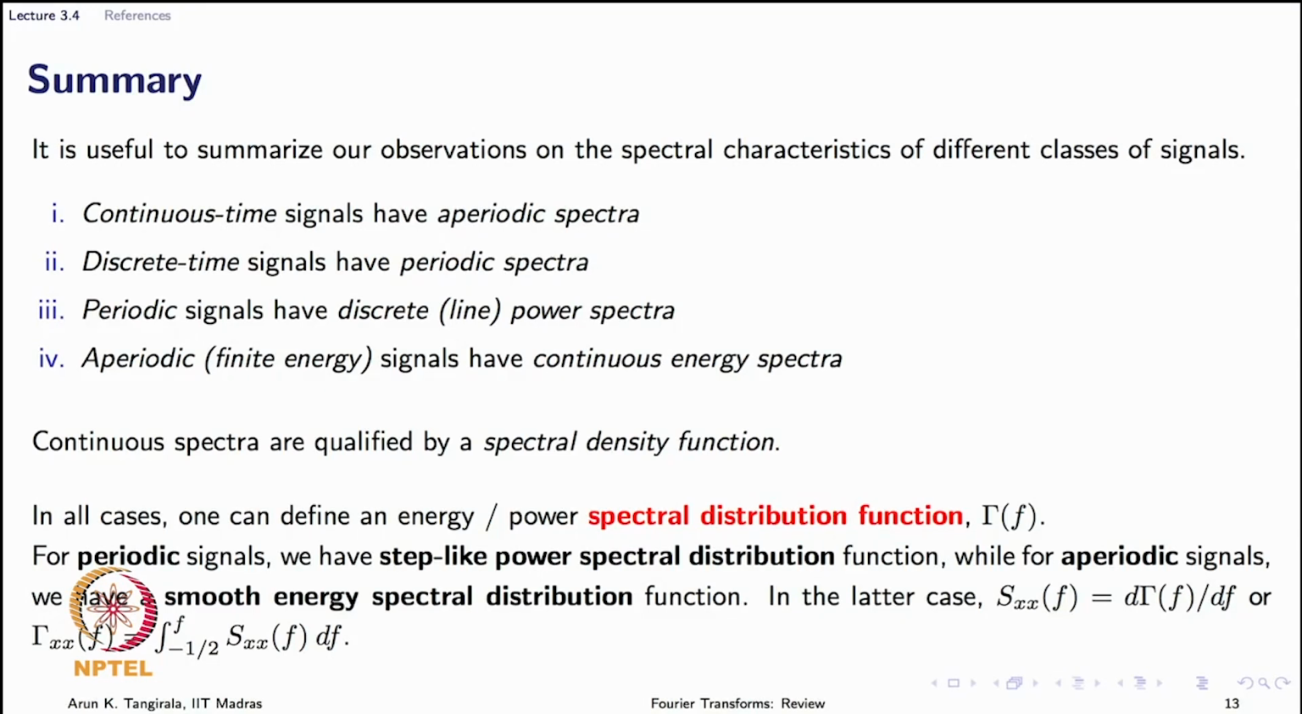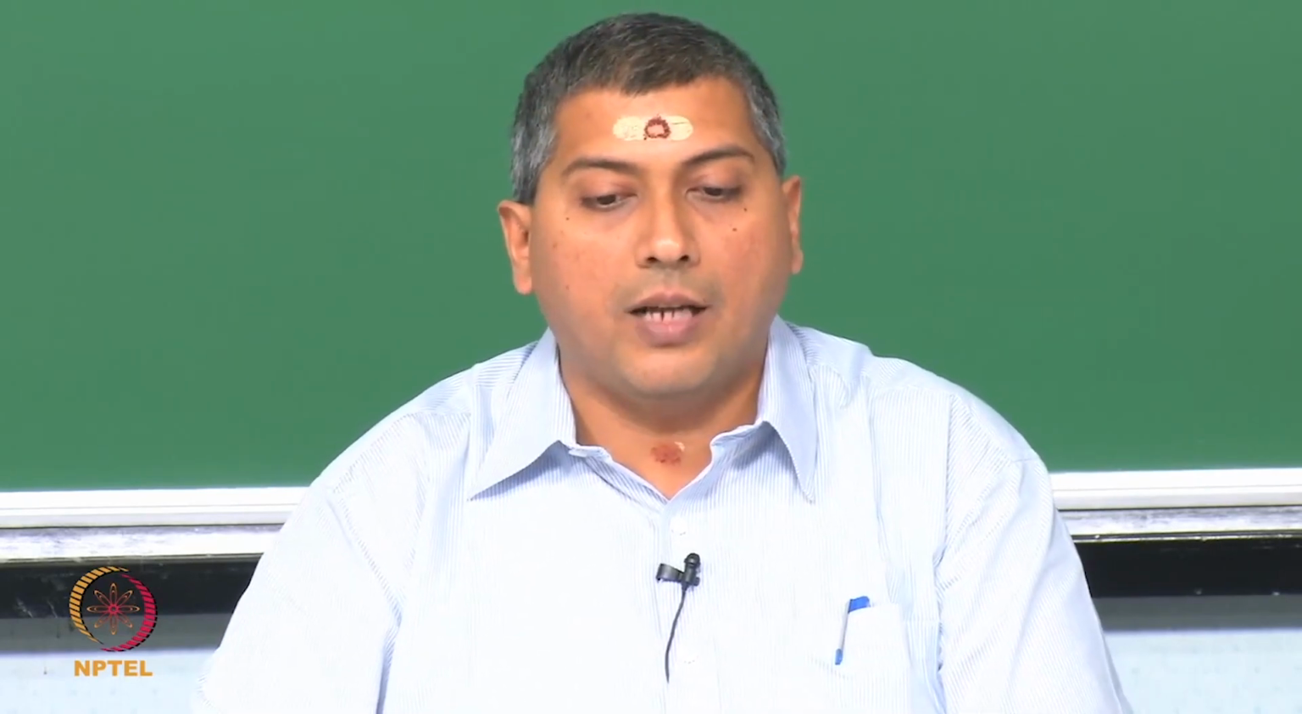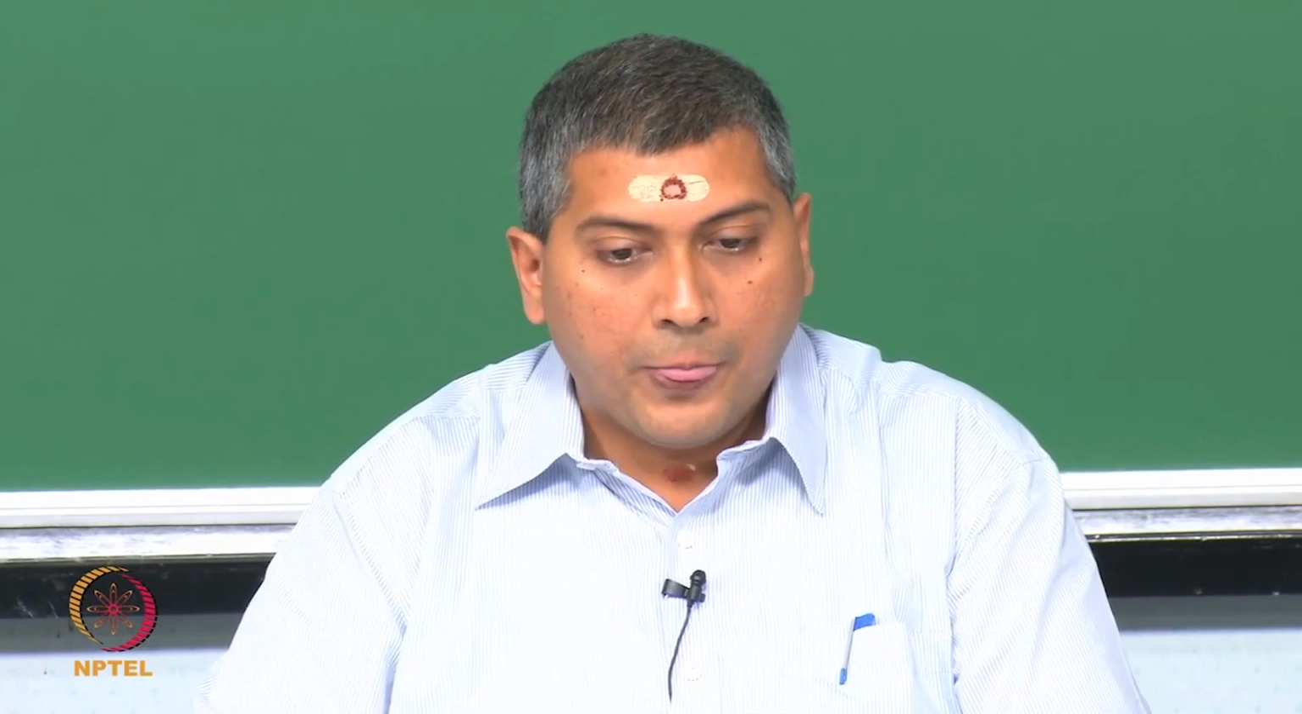And periodic signals have discrete power spectra. So, these are very nice results to remember. What we are saying here is, regardless of whether the signal is discrete or continuous in time, periodic signals will always have line spectra. So, there is no notion of spectral density, whereas aperiodic finite energy signals have continuous energy spectra, again regardless of whether this is continuous time or discrete time, and therefore, I can define a spectral density.